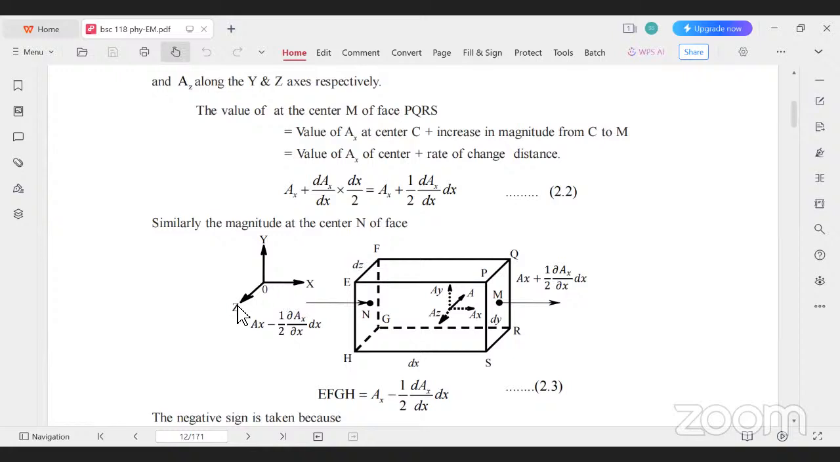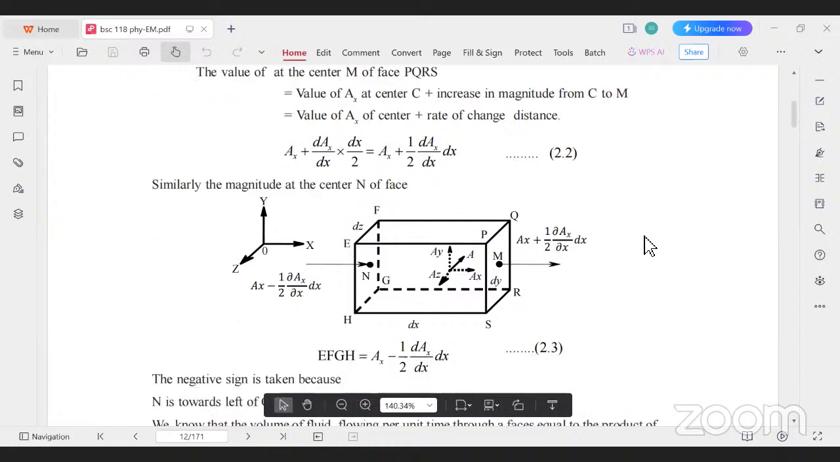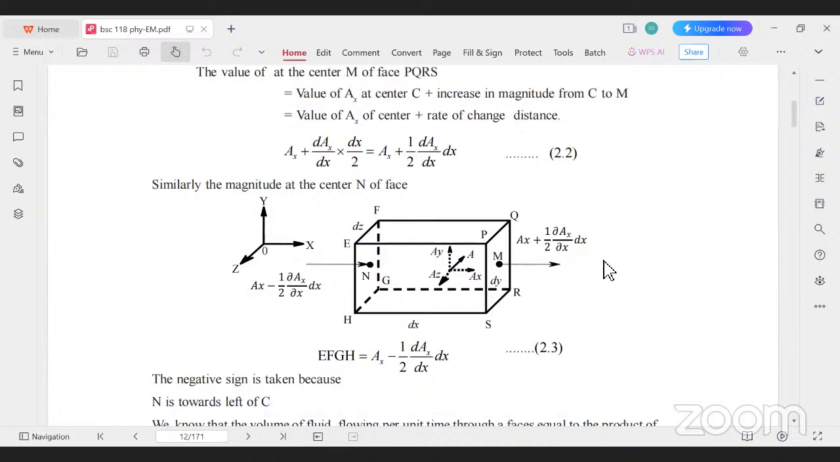So x-axis, y-axis, and z-axis. See, if I'm taking this, what is this called? Tell me. The shape of this: rectangle, square, cube. Okay, so this is a cuboid.